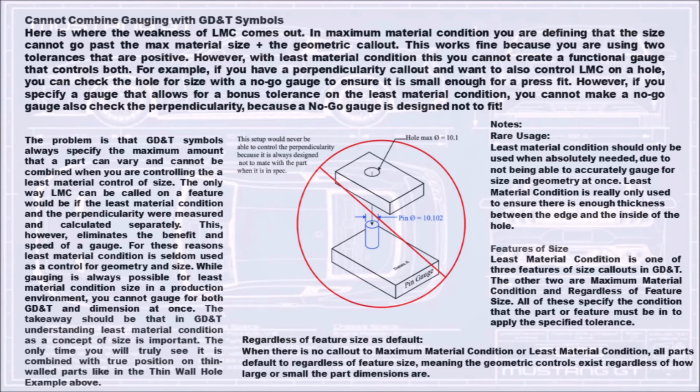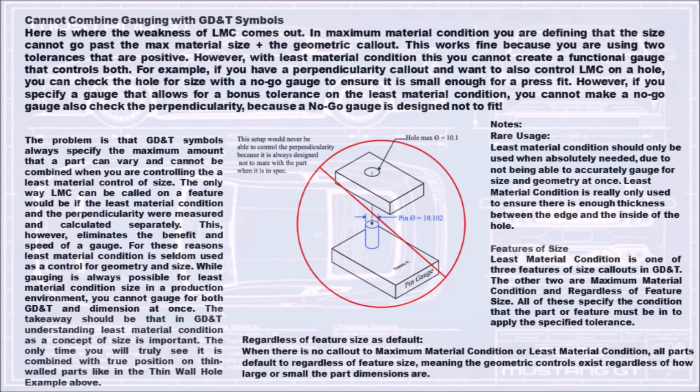The only way LMC can be called on a feature would be if the least material condition and the perpendicularity were measured and calculated separately. This, however, eliminates the benefit and speed of a gauge. For these reasons, least material condition is seldom used as a control for geometry and size.